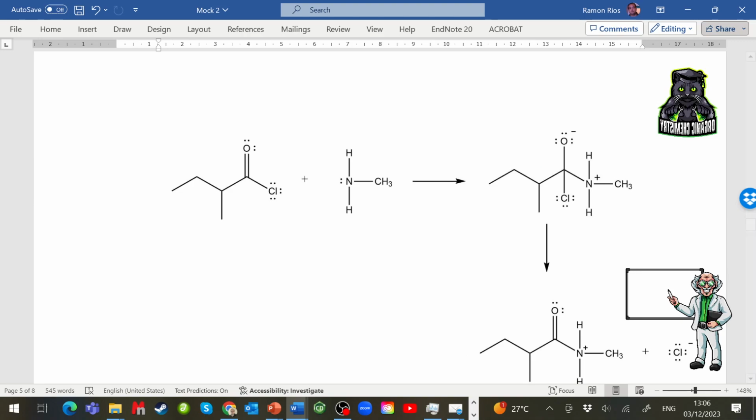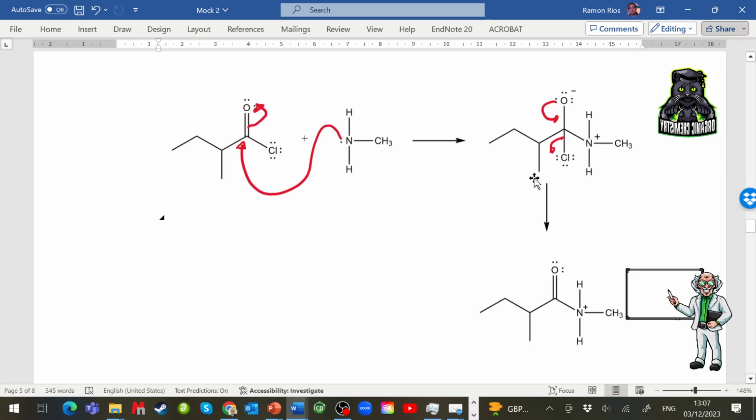Here, the pair of electrons of the nitrogen attacks the carbonyl compound. Remember, this type of reaction is addition, tetrahedral intermediate, and elimination. That means that this pair of electrons forming the carbon-oxygen double bond goes to the oxygen to generate this intermediate, and then after this tetrahedral intermediate, we regenerate the carbon-oxygen double bond, and the leaving group, the chloride, departs, forming this compound.